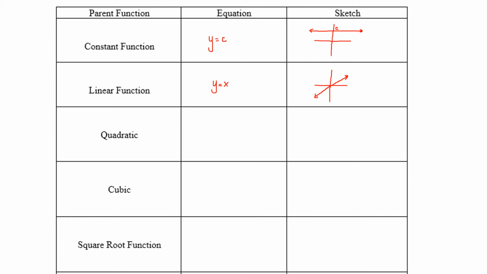A quadratic function is anything that you're going to see with a second degree. So y equals x squared. And the picture of that particular function is going to be a parabola.